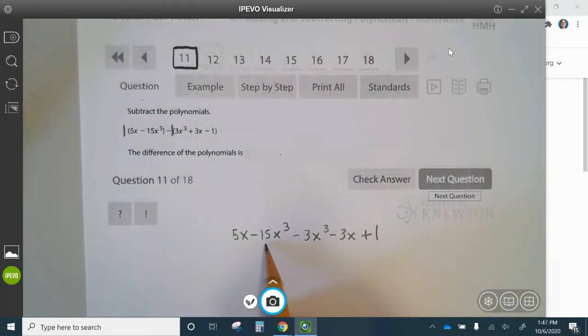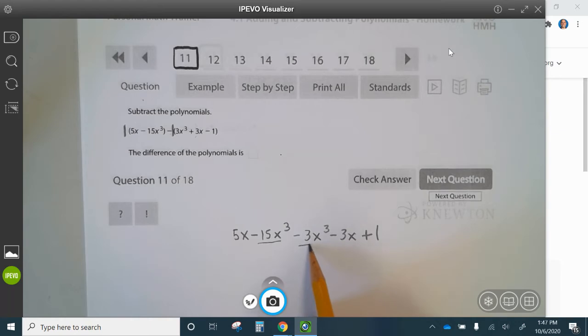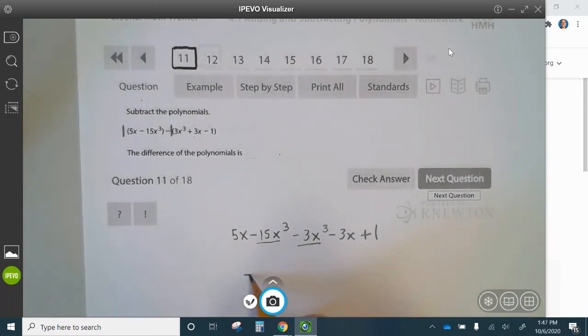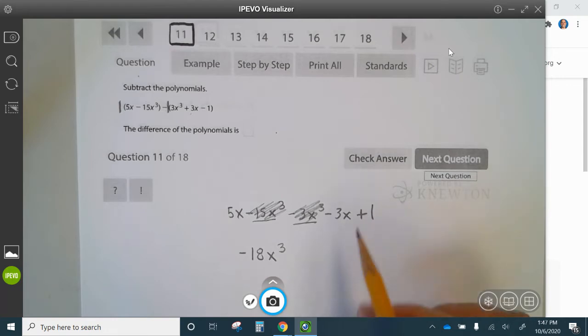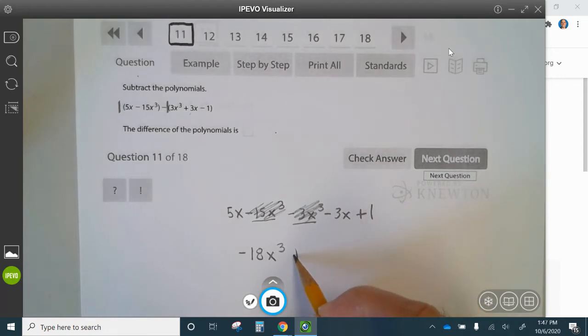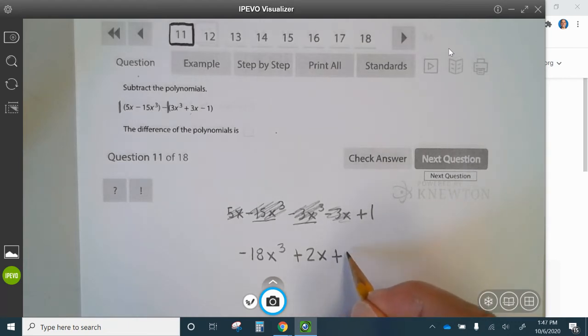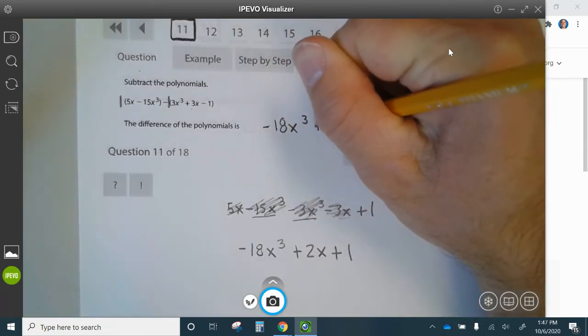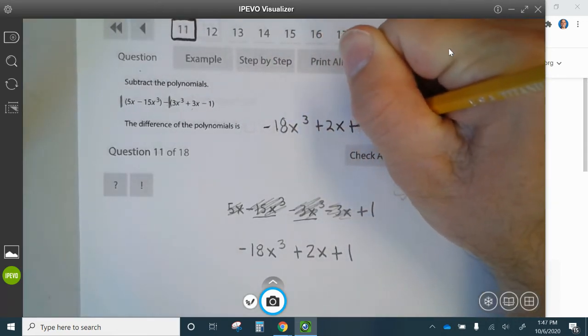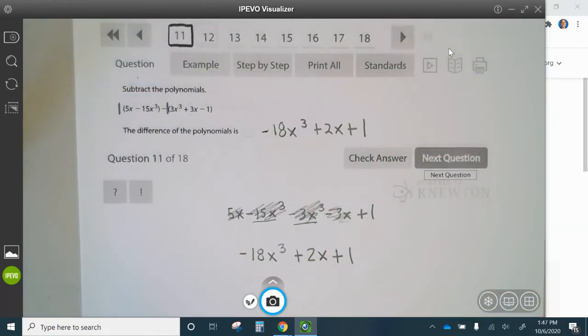Now we combine terms. So negative 15x cubed minus 3x cubed is minus 18x cubed. Okay, so we're done with these. Now 5x minus 3x is plus 2x, and then plus 1. So the difference of the polynomial is negative 18x cubed plus 2x plus 1. All right, go ahead and finish up question number 11.